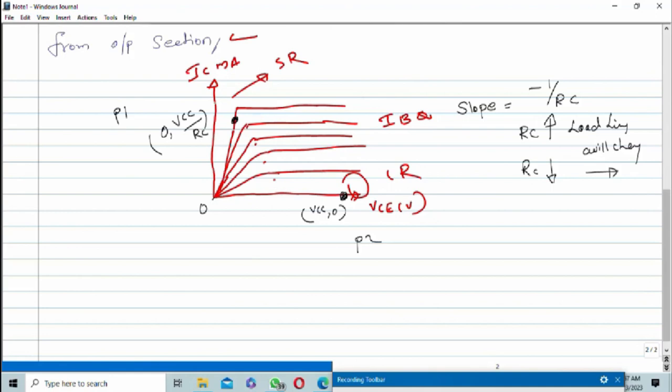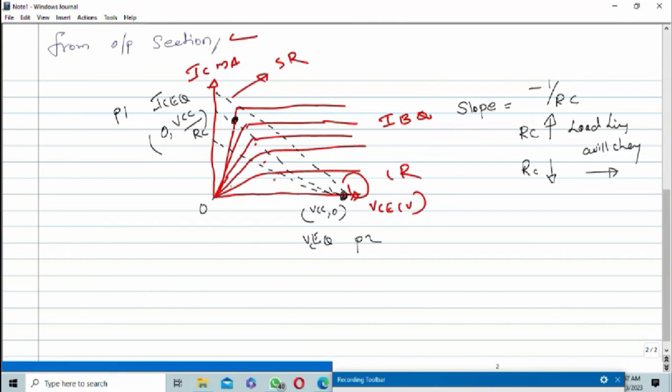From this I am going to redraw the DC load line like this. From here I am going to draw another load line like this. Based on the RC value, we are going to get different load lines. We are going to find ICQ and here is called VCEQ.